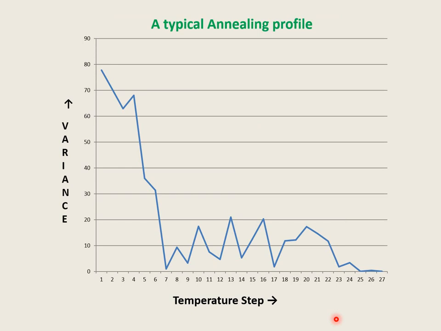Now, it's a typical annealing profile. I'm minimizing variance, so it starts from a very high value and goes up and down, and finally converges to give a 0.